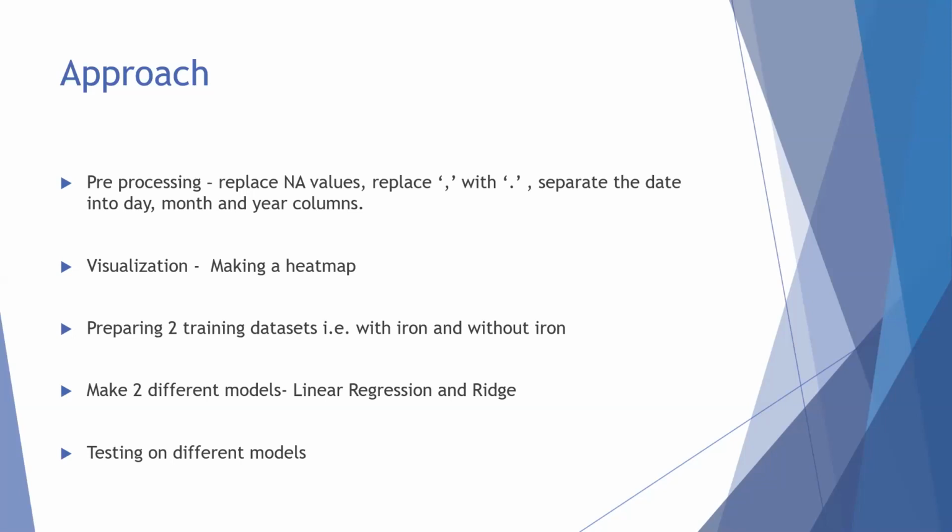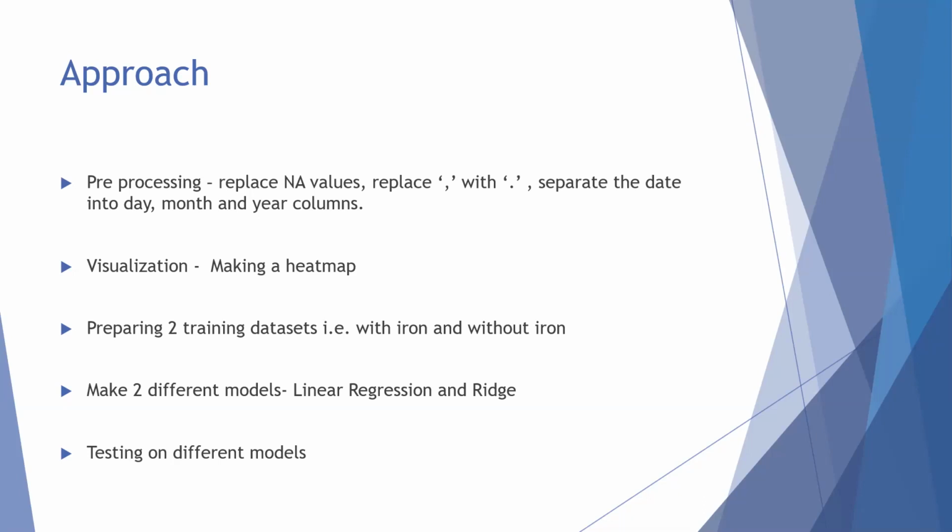First of all, pre-processing the data to replace the NA values. Then in the data set, instead of decimals, there was the use of commas, so replace that. Separate the date into day, month, and year columns, because the whole date was in one column. To just use the months instead of years and days, because it was the same year, and in the same day there were multiple entries. So to do that, separate the date.